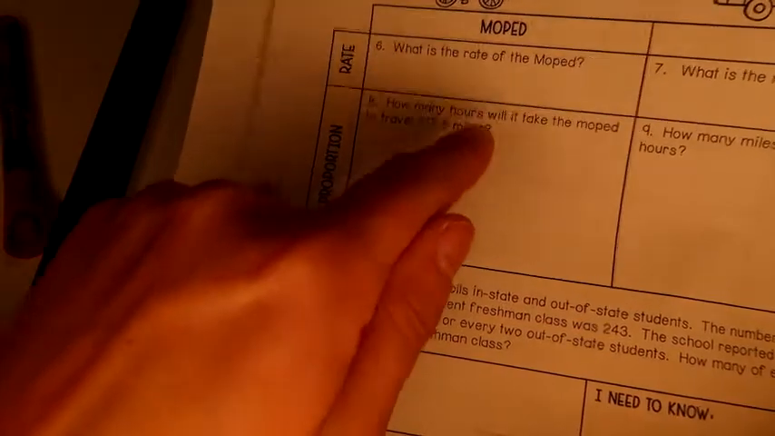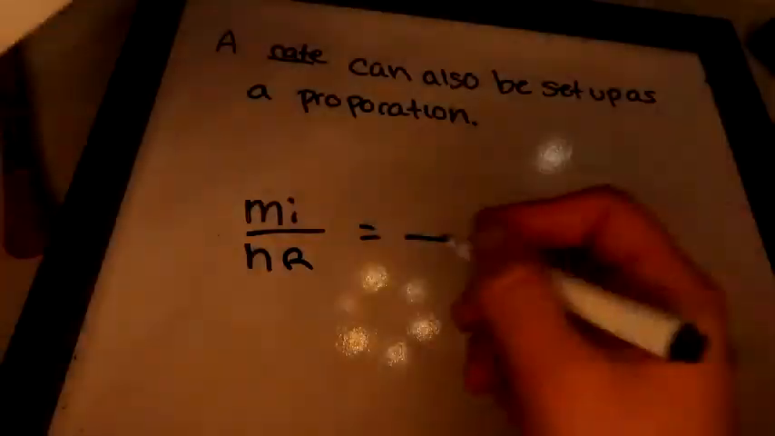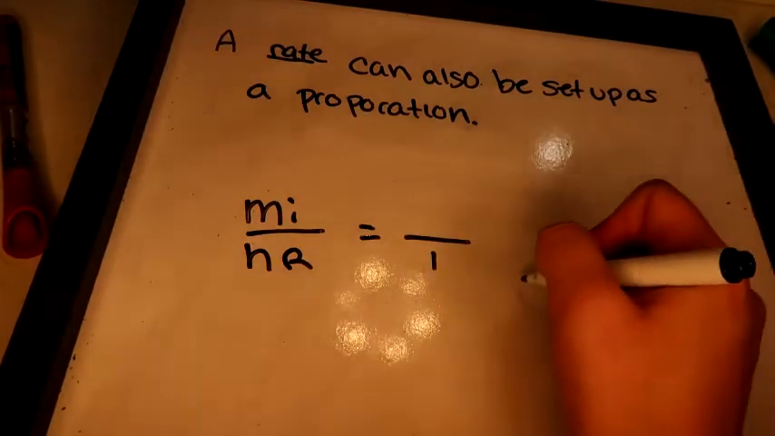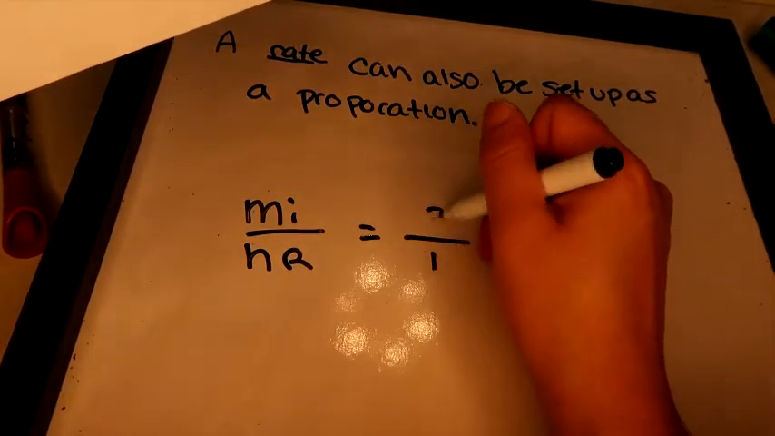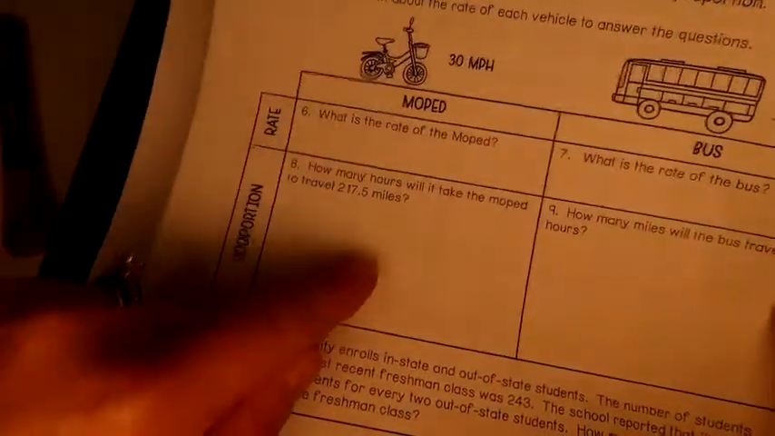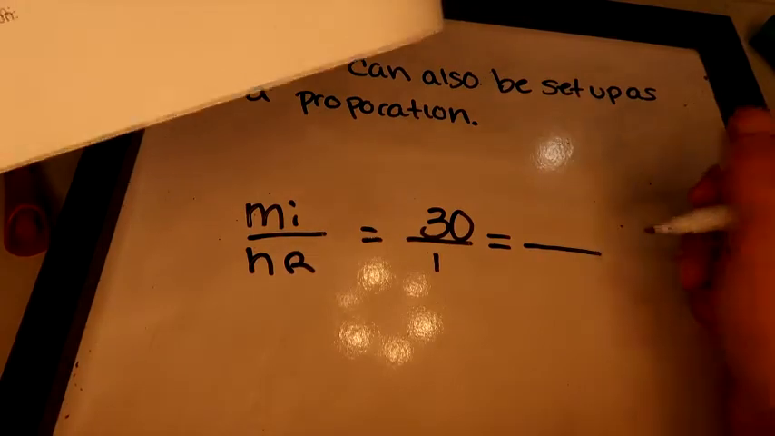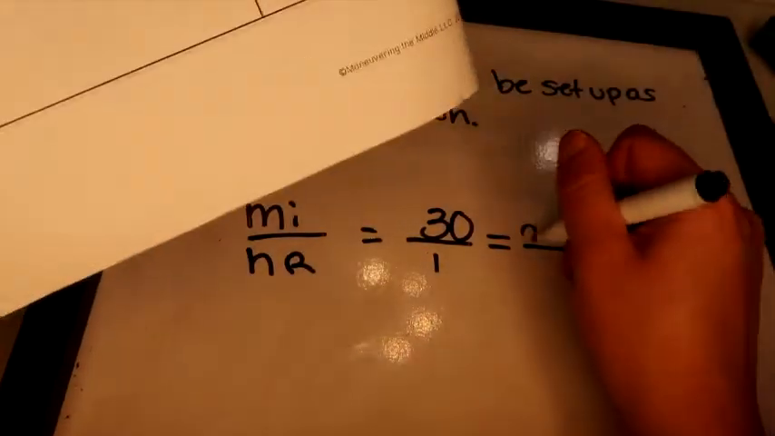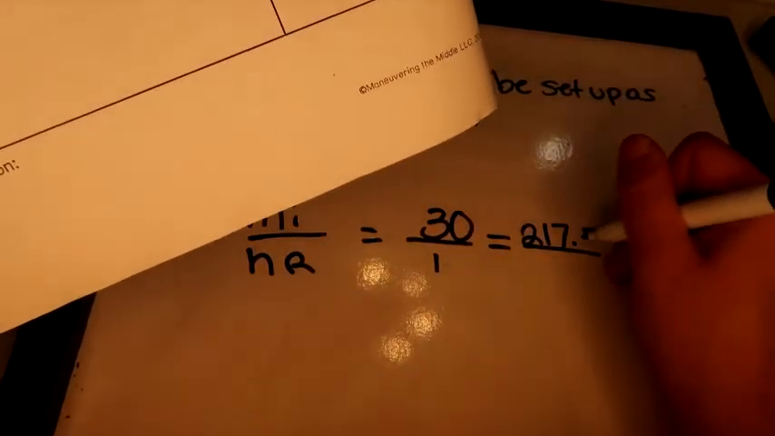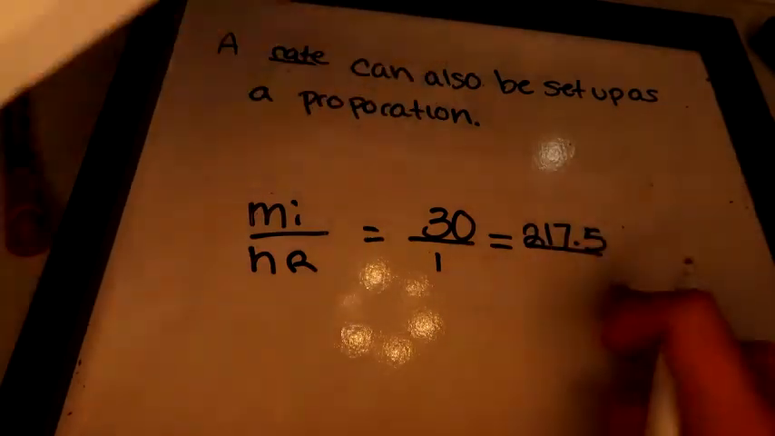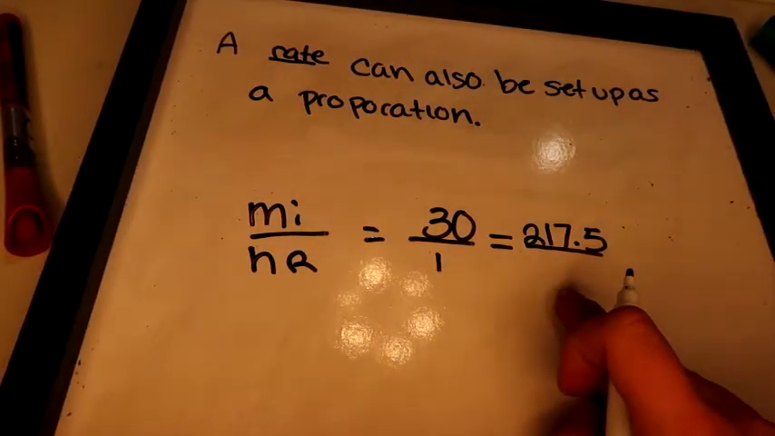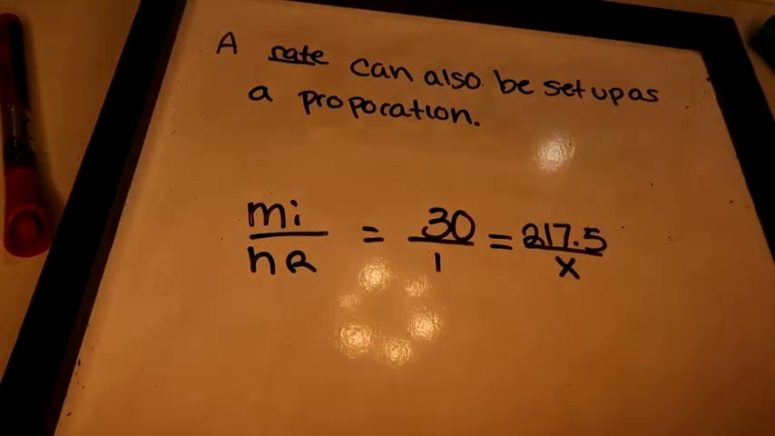How many hours will it take the moped to travel 217.5 miles? Well, we know that we have 1 hour and our moped travels at 30 miles per 1 hour. And that is equal to, how many miles are we traveling? 217 and a half, as 0.5 means half. And we don't know how many hours it's going to take. So make an X.